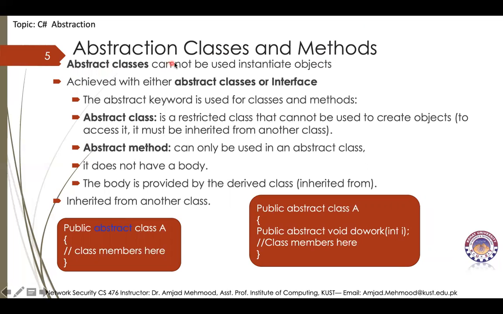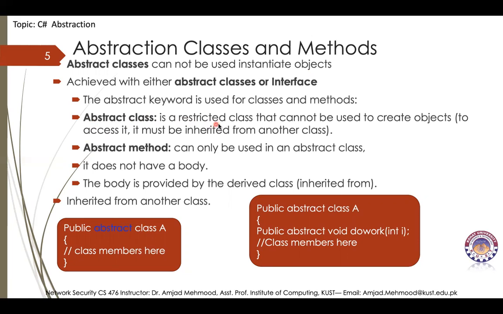Abstract classes cannot be used to create instance objects. But inside the abstract class you can keep non-abstract methods, and those non-abstract methods will only be called through an object of the inherited class. You cannot make an object of the abstract class, but the non-abstract methods inside our abstract class can only be called through an object of their child classes.